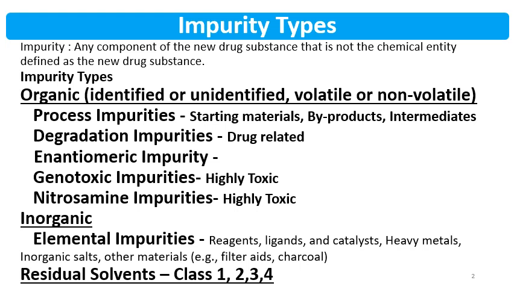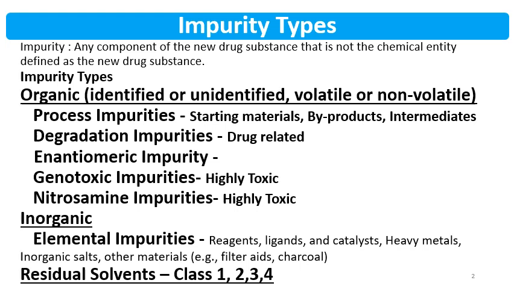Then genotoxic impurities, which are mutagenic or carcinogenic in nature, and nitrosamine impurities. Nitrosamine impurities and genotoxic impurities are highly toxic in nature. So the limits for genotoxic impurities and nitrosamine impurities are a separate topic, and specific understanding is required for genotoxic impurities and nitrosamine impurities specification.